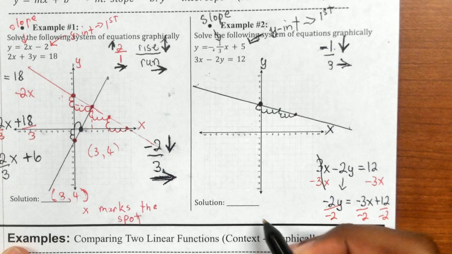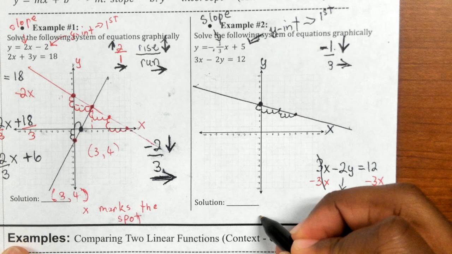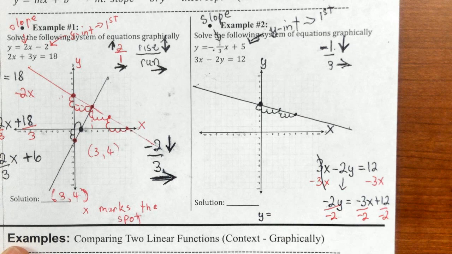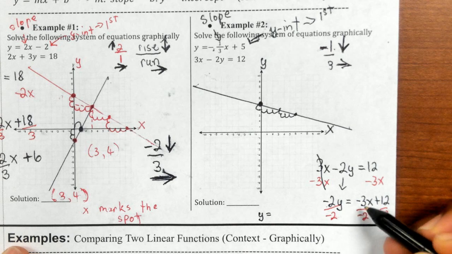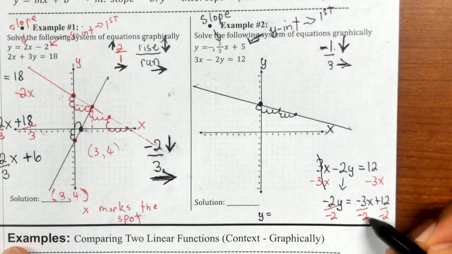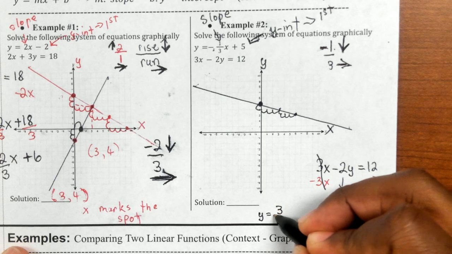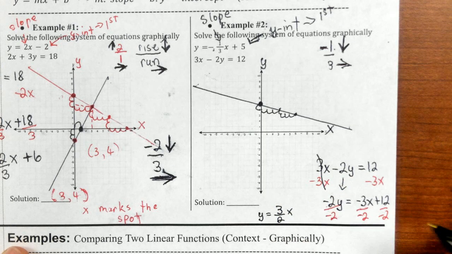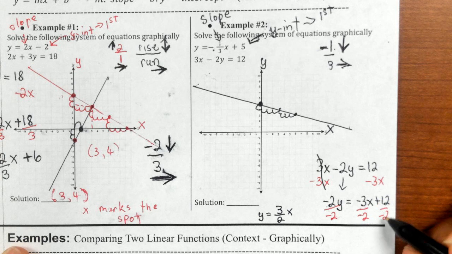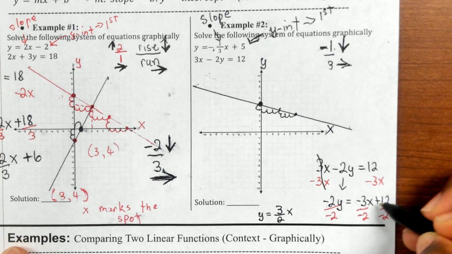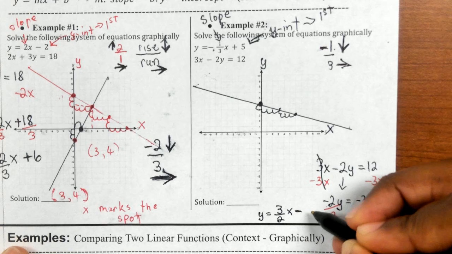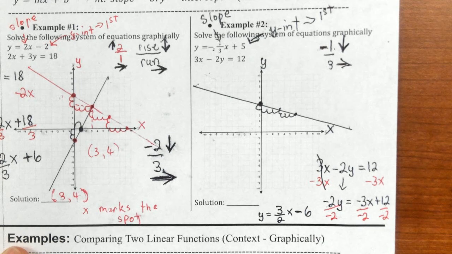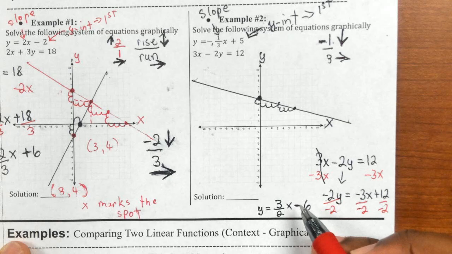I'm going to write what I would get right over here. So I would now have y is equal to a negative divided by a negative is a positive. But can you divide 3 by 2? No. So I'm going to leave it as a positive 3 over 2x. And positive 12 divided by a negative 2. A positive divided by a negative is a negative. 12 divided by 2, 6. Okay? Now I'm going to graph this line.